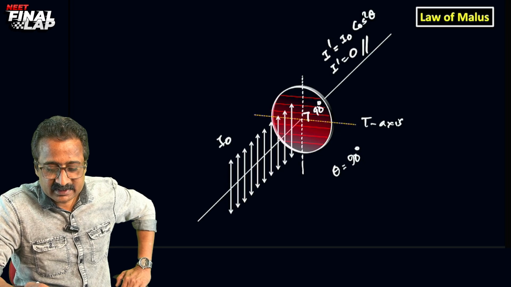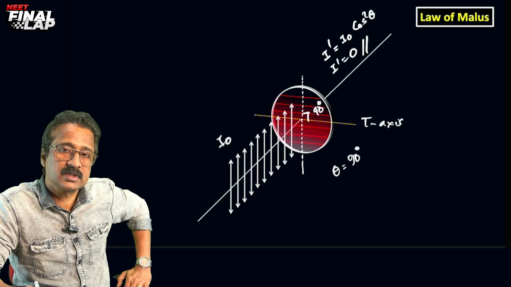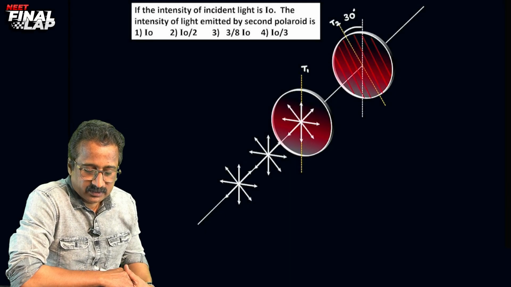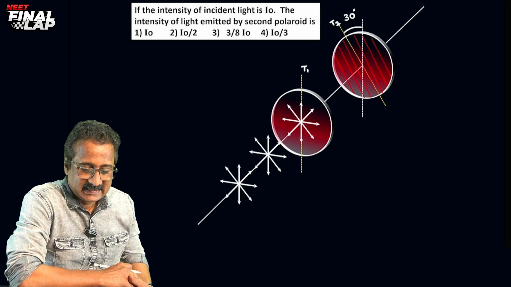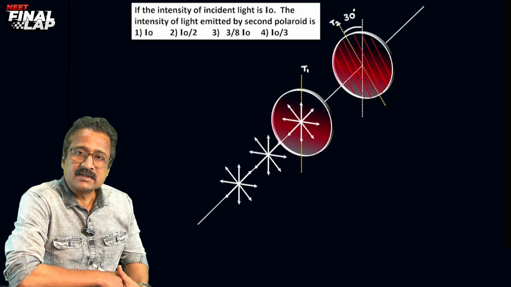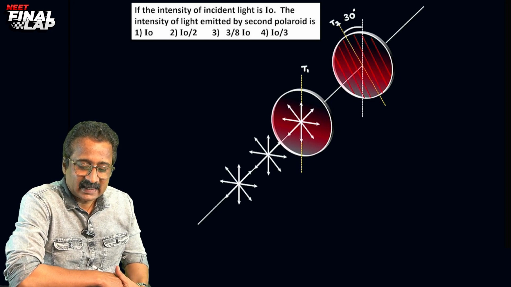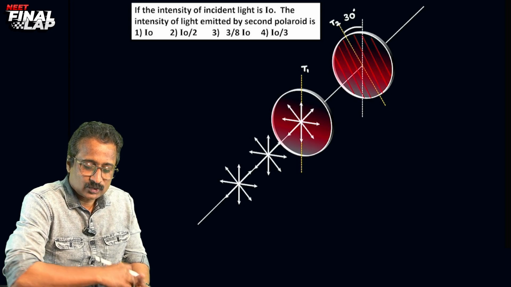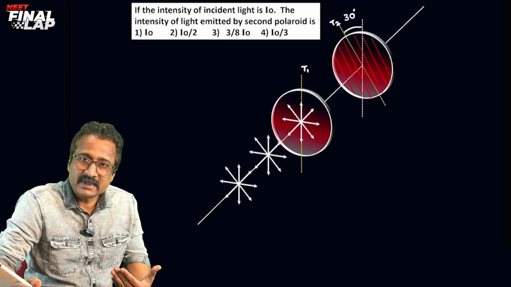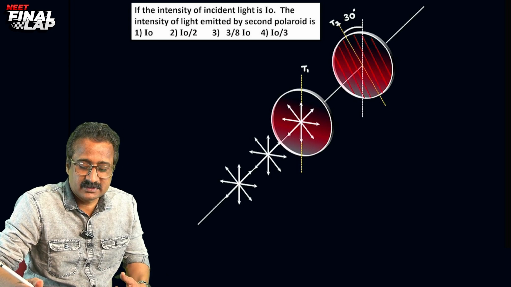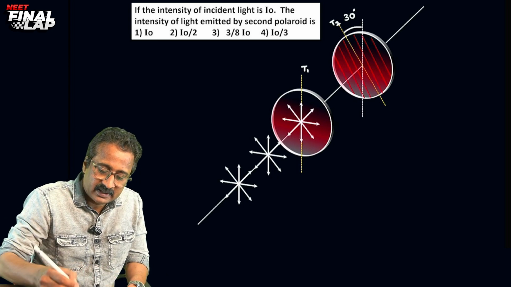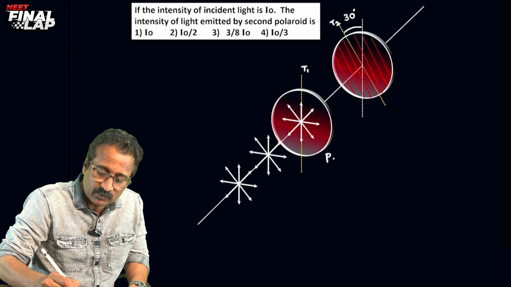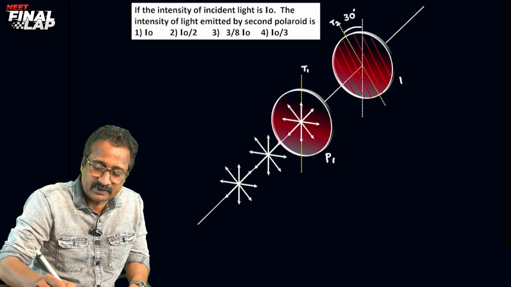Okay, let us try some questions based on this equation I gave you now. Here is a question based on polarization. If the intensity of incident light is I0, the intensity of light emitted by the second Polaroid is. Yes, what you see here is unpolarized light passing through two Polaroids. The first Polaroid, let me name it P1, and the second Polaroid is P2.